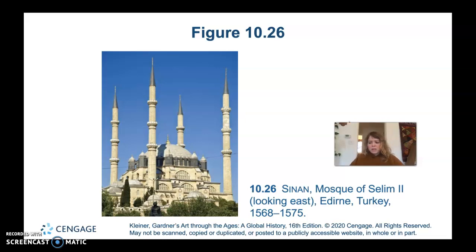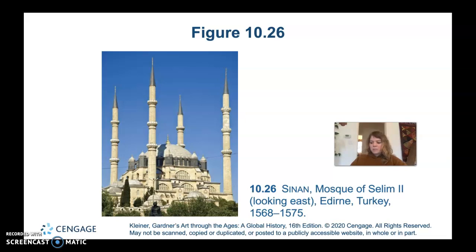This was built by the Ottoman architect Sinan in Edirne, Turkey, 1568 through 1575. The mosque pictured here is thought to be Sinan's masterpiece. He made it for Sultan Selim II. And this is basically a massive dome with 4 pencil-shaped minarets, which are each 200 feet high, some of the highest minarets in Islamic architecture as a whole.